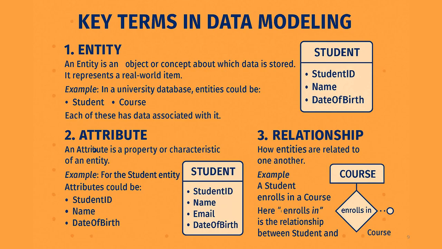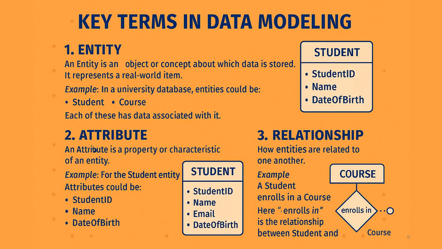Then we have the attribute, which is a property or characteristic of an entity. Each entity can have more than one attribute. For example, here for the student, we have student ID, name, email, date of birth. For the courses, we can also have course ID, course title, etc.